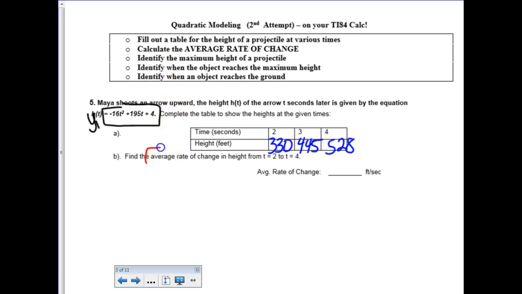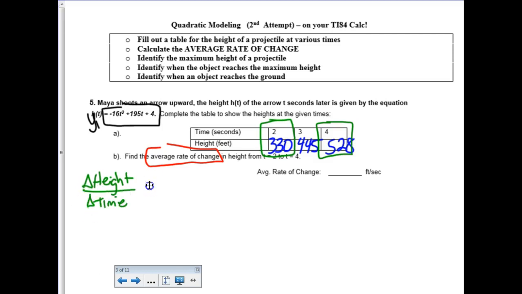You need to know what that means. So average rate of change means the slope between 2 seconds and 4 seconds. So find your data for 2 seconds and find your data for 4 seconds. And slope means the change in the height, so the y values, divided by the change in the time, which is the x values. But that's what slope means, right? So I just subtract them. I just make sure I stay in the same order.